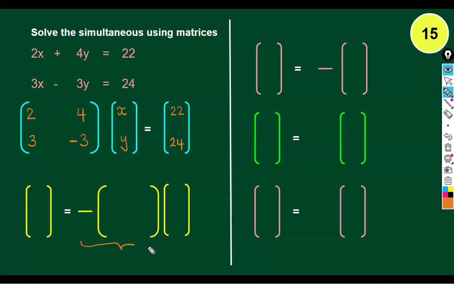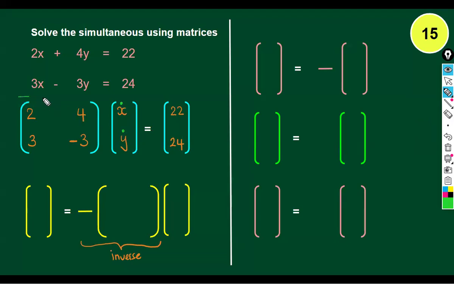Remember, this portion here is the inverse. Okay? Right. So we have to solve for who? X and Y. That's the aim of the question. We want to solve for Mr. X and we want to solve for Mr.